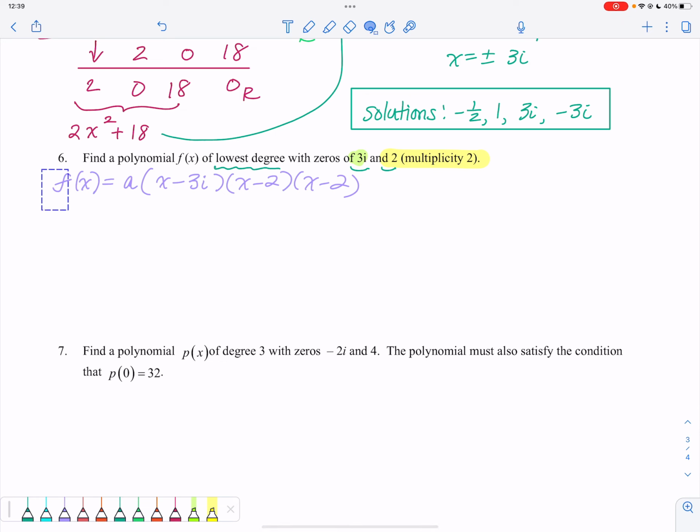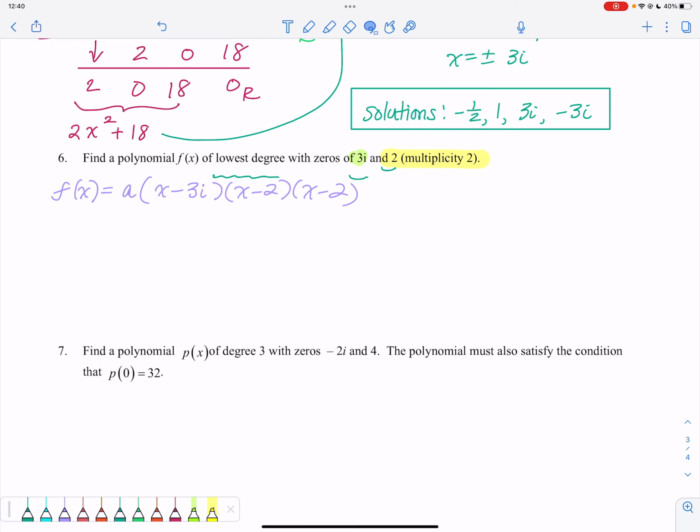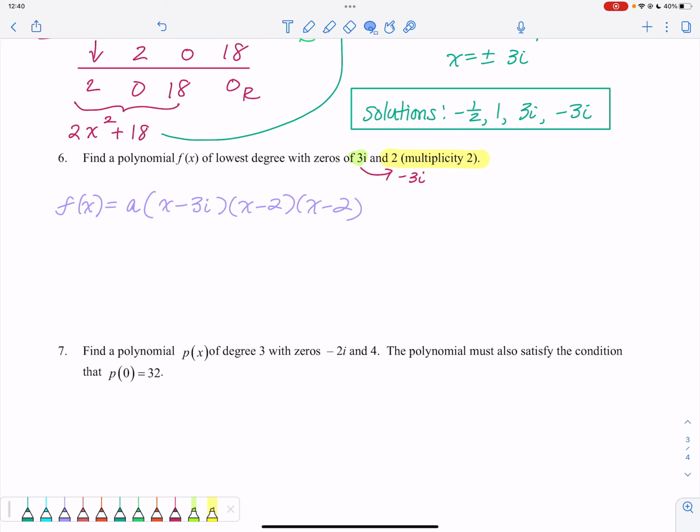But what do you notice that we didn't account for? Do we have more information? What's the information that we have? If 3i is a 0, we also have negative 3i as a 0. Okay? So now we can go ahead and put it right after this. x plus 3i, x minus 2, and x minus 2.